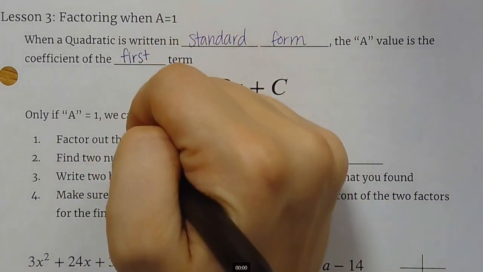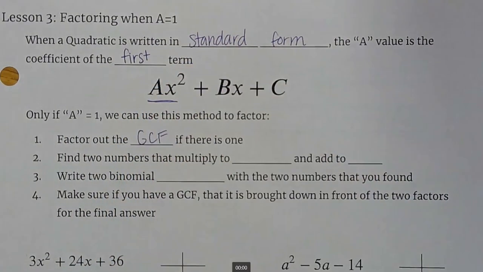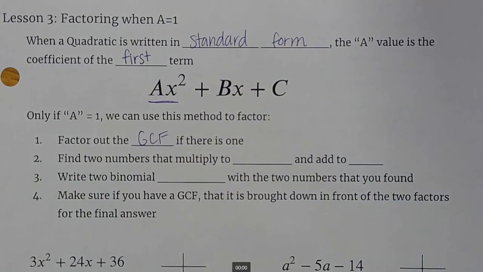First, we want to factor out a GCF, if there is one. That's what we did on Monday. We first looked at when there's 2 terms, what was the GCF? We also looked at when there's 3 terms. When your first term was negative, what did that tell you about your GCF? Negative. The GCF was negative.